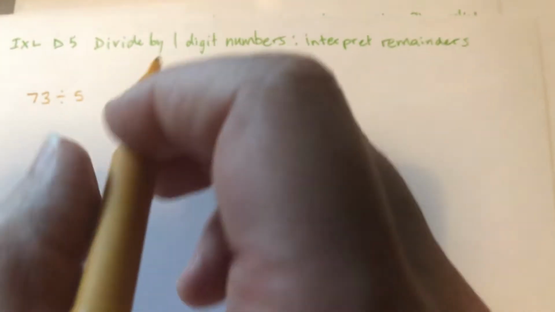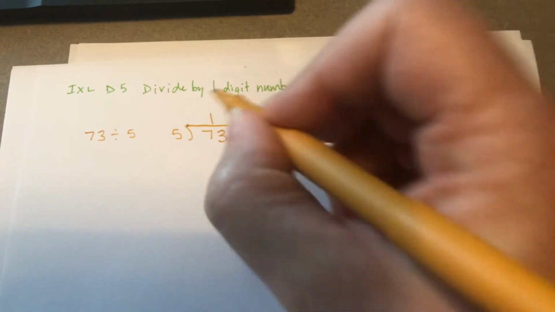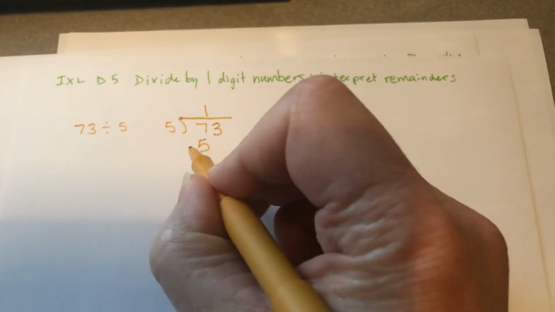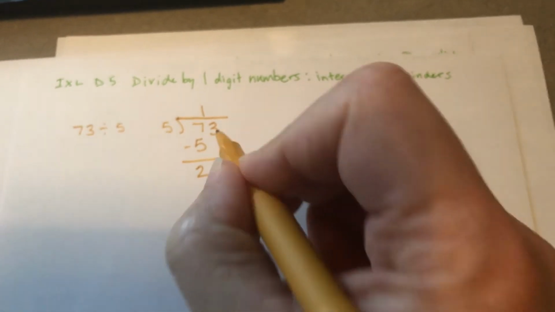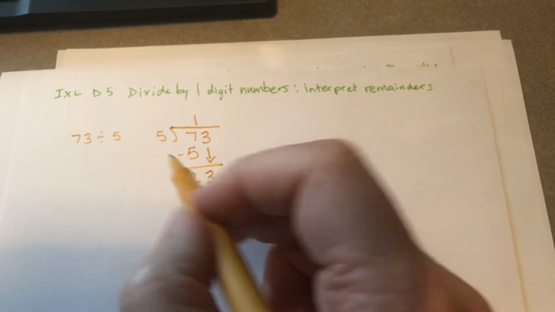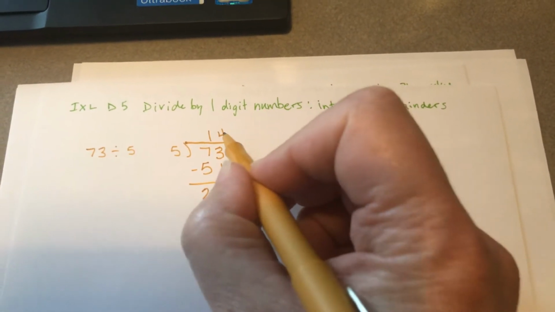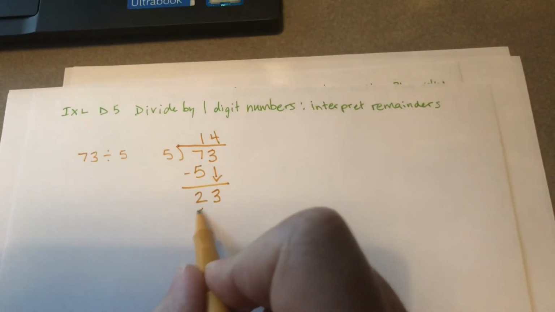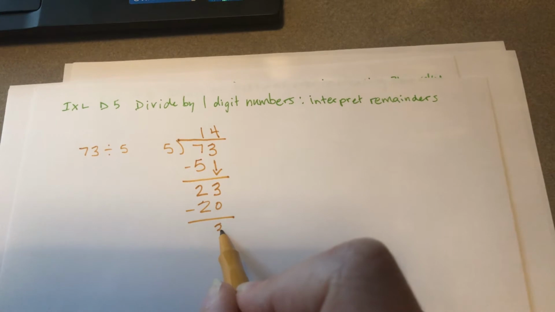5 goes into 7 one time. 1 times 5 is 5. Subtract. 7 minus 5 is 2. Bring down the 3. Now we work with the 23. 23 divided by 5 is 4. 4 times 5 is 20. Subtract. We have 3 left over.